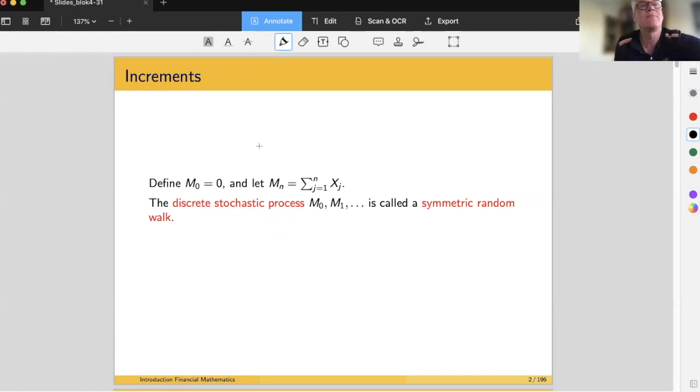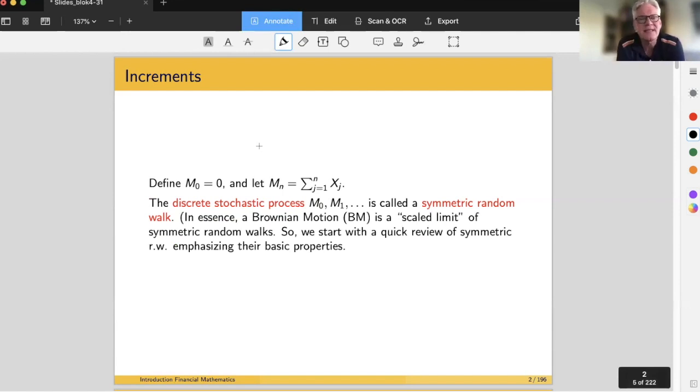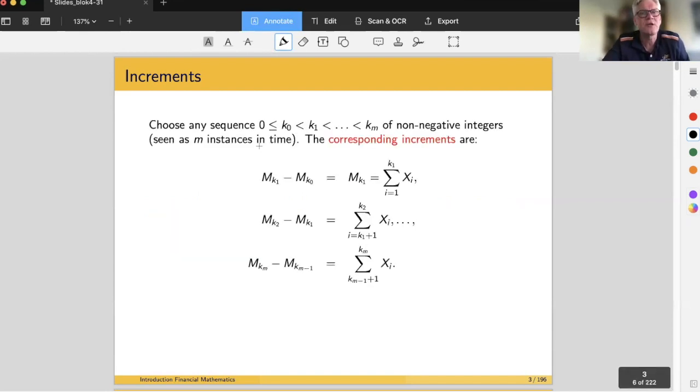Let's start with the properties of the increments. First of all, remember that in essence, a Brownian motion, which we abbreviate with BM here, is a scaled limit of the symmetric random walks. Therefore, we start with a quick review of the symmetric random walk, and we emphasize their basic properties. Let's start with the properties of the increments. And for that, I need to write an equal sign here. All right, I will improve that in the slides.